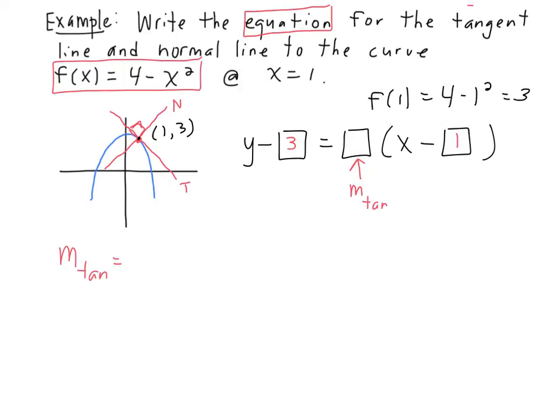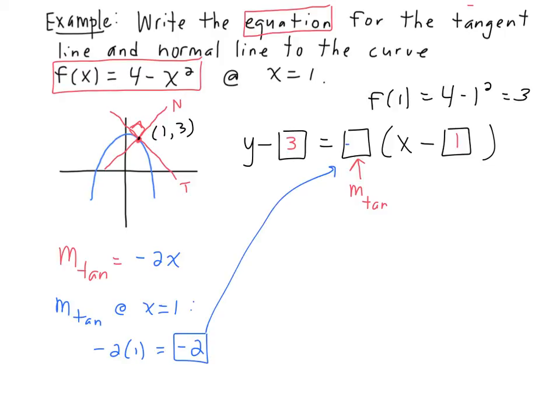But recall that the derivative of 4 would just be 0, and then if you apply your power rule on negative x squared, you would get a negative 2x. If you remember that from last year, awesome, go ahead and use it here. If not, you could just go through the steps of using the difference quotient like we talked about earlier. So that's our formula for finding the slope of the tangent. If we want to find the slope of the tangent at x equals 1, well, this would be negative 2 times 1, so the slope of our tangent would be negative 2, so that's going to go in that box.